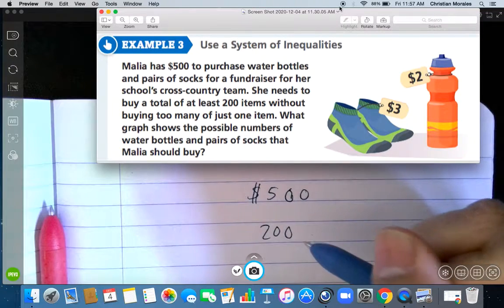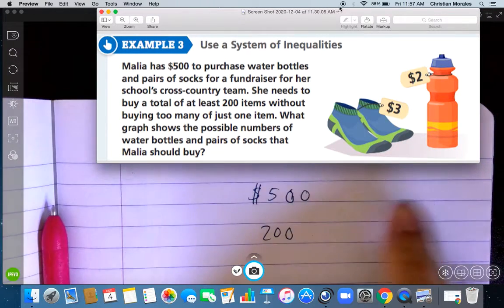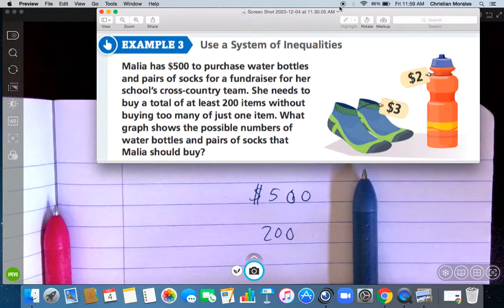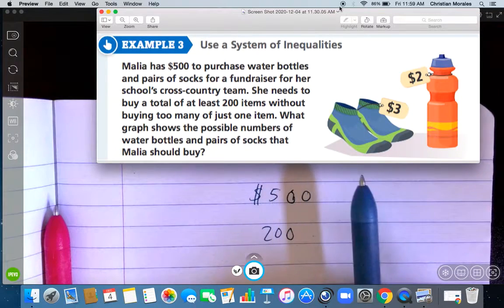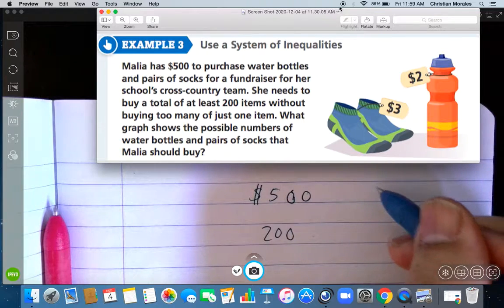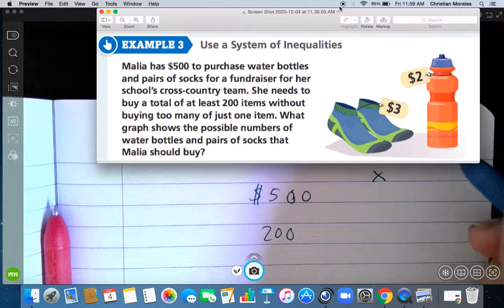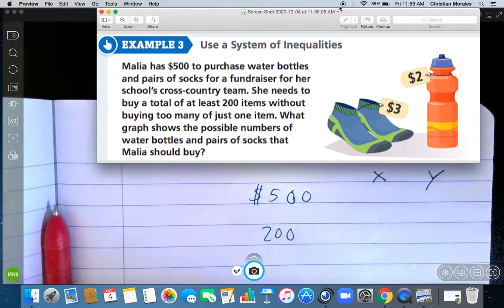Now, normally if this was an equation, I would just say, okay, what are the two things we're buying? Socks and water bottles. So the socks and the water bottles are the items you're selling. We're going to have the socks used as X because we don't know how many of them we're buying. And we're going to use the water bottles as Y because, again, we don't know how many we're buying.